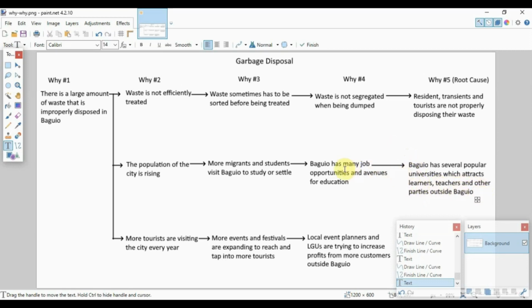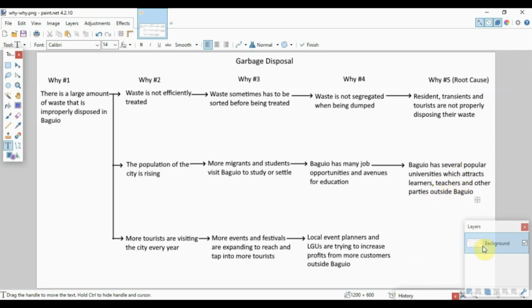So in the case of people who come to study, we have our learners, obviously. And for people who come for work, a lot of people who work here are teachers and other parties. For example, schools, they don't only have teachers, they have admin staff and accounting staff and lawyers, etc. So it's not only teachers who come here for work, it is other professionals. So that is why many people come here for looking for a job. So that is our second root cause.